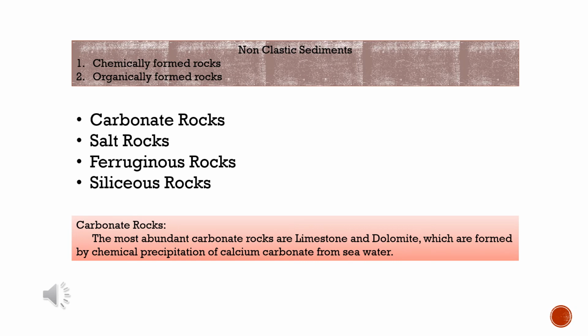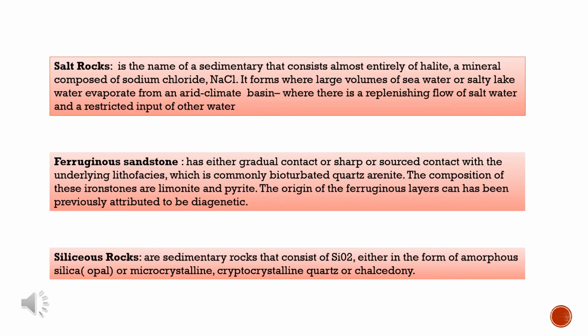Carbonate rocks. The most abundant carbonate rocks are limestone and dolomite, which are formed by chemical precipitation of calcium carbonate from seawater. Salt rock is the name of a sedimentary rock that consists almost entirely of halite, a mineral composed of sodium chloride. It forms where large volumes of seawater or salty lake water evaporate in an arid climate basin where there is a replenishing flow of salt water and a restricted input of other water.